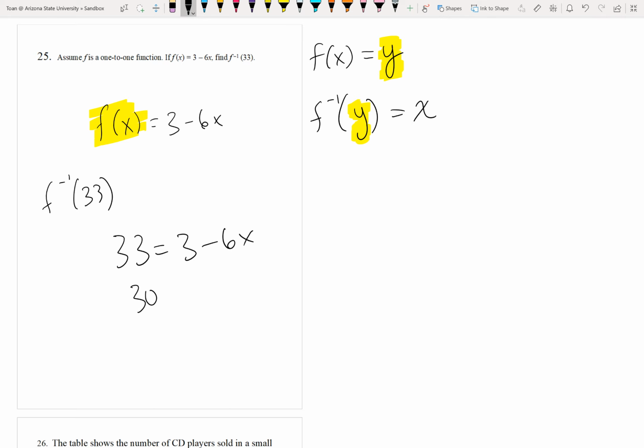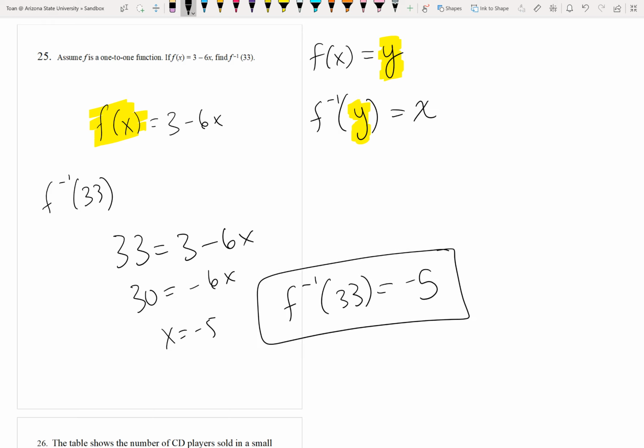Subtract 3 from both sides. Divide out the negative 6. The answer should have been negative 5. Or rather, let's write it in function notation. So x equals negative 5. So the answer should have been f inverse of 33 equals negative 5. That should be your answer.